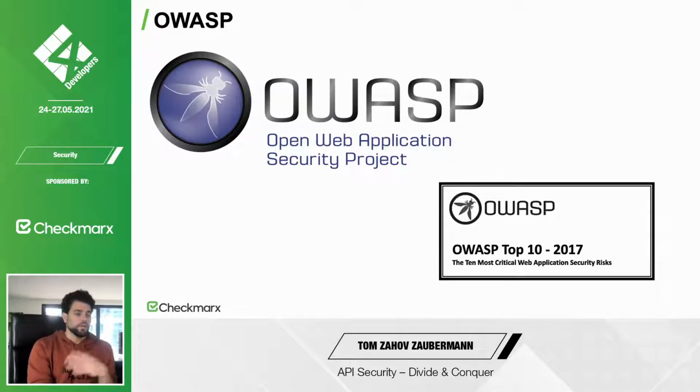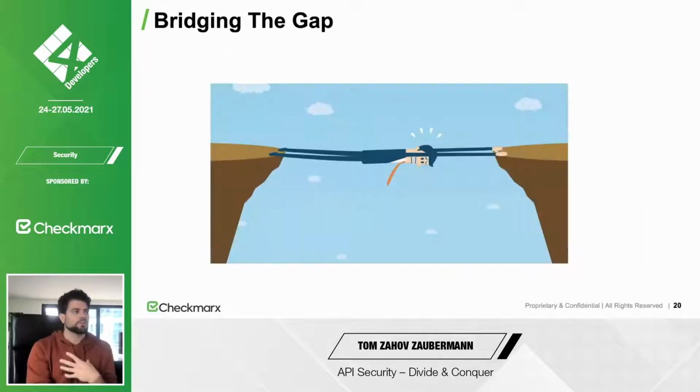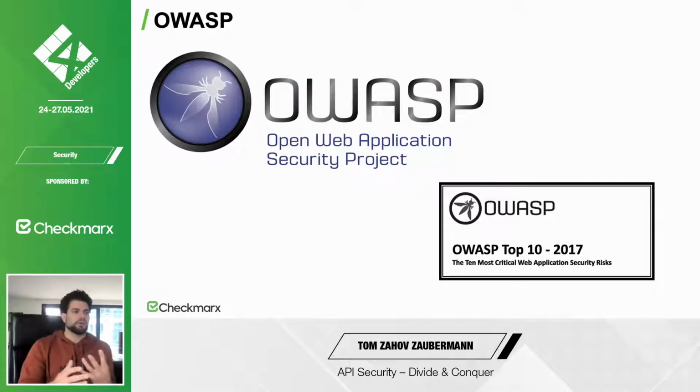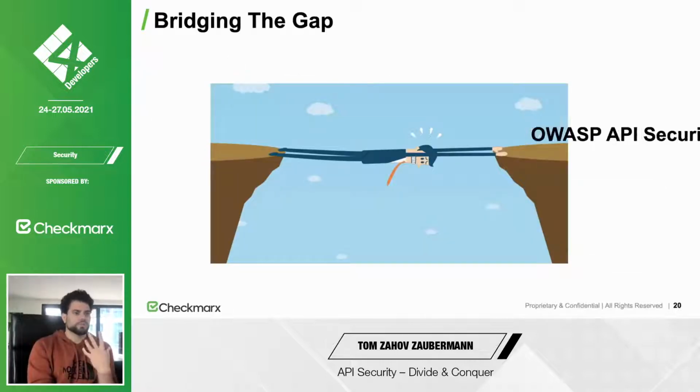So we have the API OWASP Top 10, and after that we needed to bridge the gap, because we saw that it's a bit different from a normal web application. We cannot take the OWASP Top 10 and start working through the domains without really understanding API security. It's a bit different, right? So how do we bridge the gap?